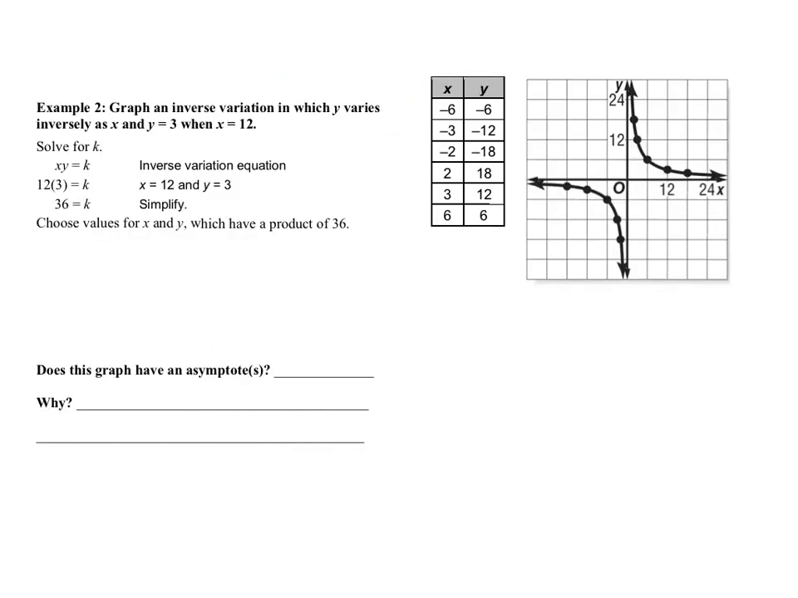Let's try and apply some of those ideas to a graphing example. This is saying graph an inverse variation in which y varies inversely as x, and where y is equal to 3 and x is equal to 12. So the first thing we're going to do is set up our equation. I'd call this part step 1. Because it says it's an inverse variation, we're looking for that multiplication of x times y, and we're going to use the point that they give us here to find our constant of variation.